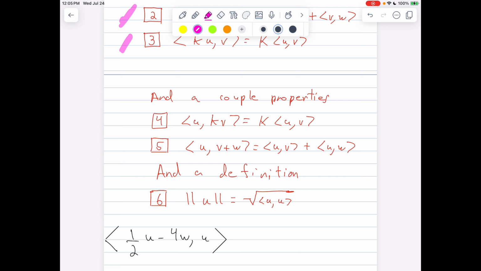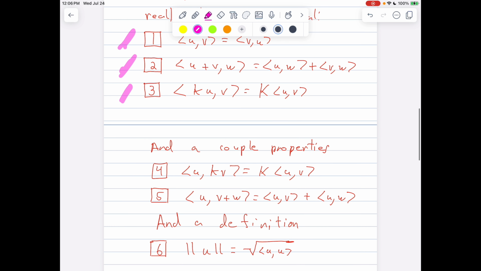And a definition here: when we talk about the magnitude of a vector in a generic inner product space, it's equal to the square root of the inner product of u with u. So it's the inner product of a vector with itself. Properties 4 and 5 here are a lot like 2 and 3. Just make a note of that.